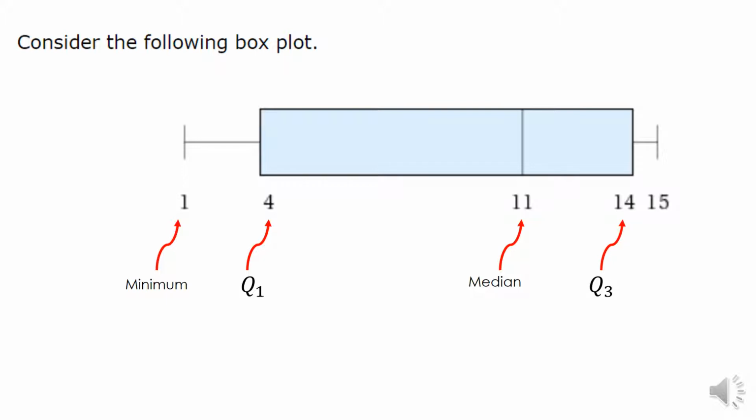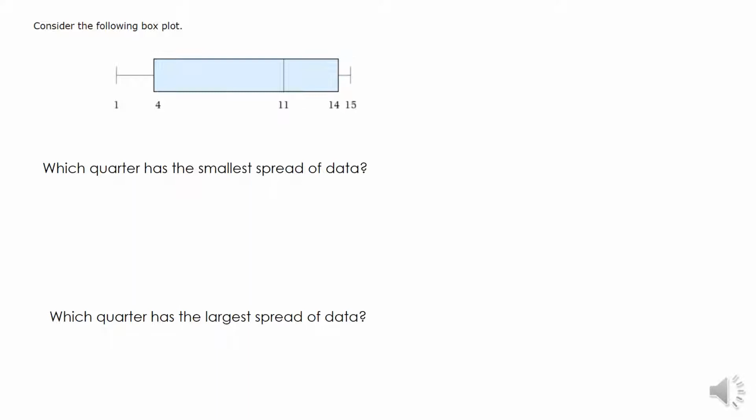The right edge of your box is the third quartile, or Q3. And then at the edge of your whisker on the right-hand side, you have your maximum. So minimum, Q1, median, Q3, and maximum. That's your 5-number summary. These numbers will come back in handy in just a moment, so keep those in mind. Now let's get into some questions.